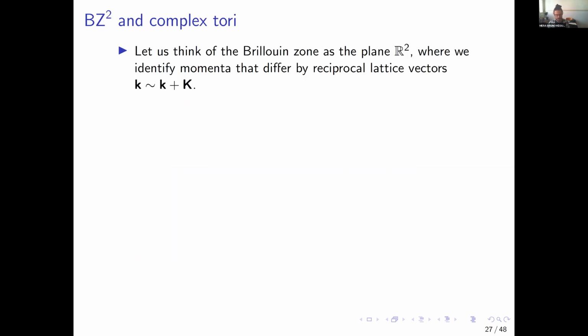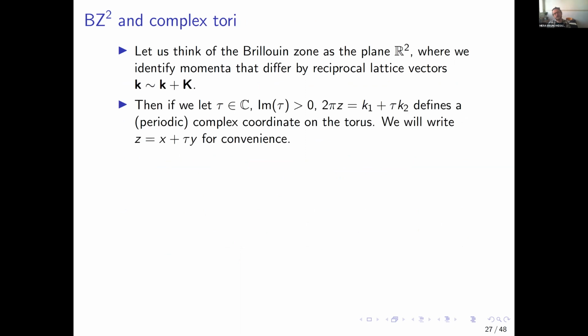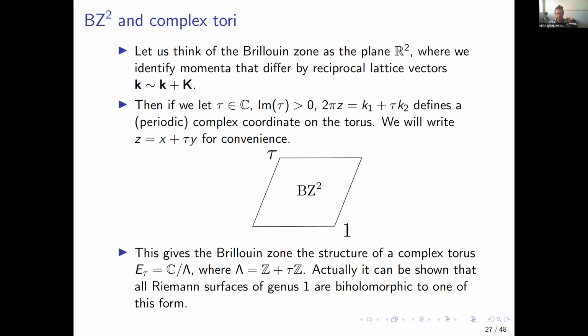Okay, so now let's do this. Let us think of the Brillouin zone as the plane, R2, where we identify momenta that differ by reciprocal lattice vectors. If we set tau a complex number with positive imaginary part, then 2 pi z, which is k1 plus tau k2, defines a periodic complex coordinate on the torus. And we will write z equals x plus tau y for convenience. And this is an illustration of the fundamental parallelogram. Then this gives the Brillouin zone the structure of a complex torus, where lambda is this lattice here, determined by 1 and tau. And it can be shown that all Riemann surfaces, that is complex manifolds of dimension 1, are isomorphic to one of these forms.